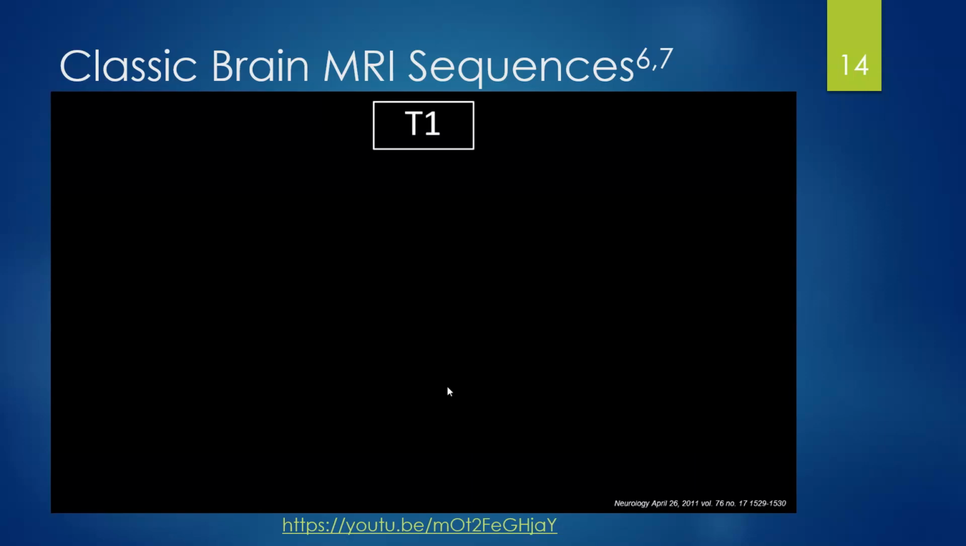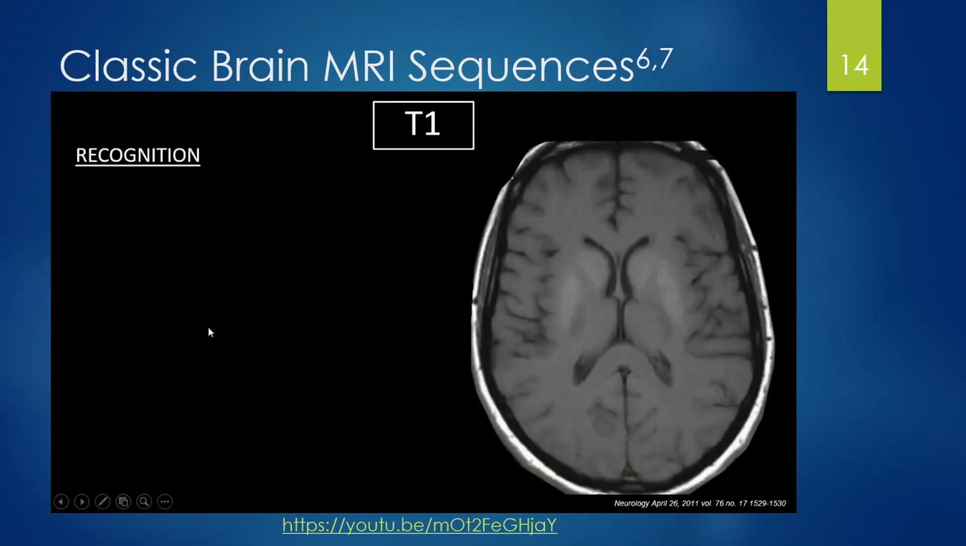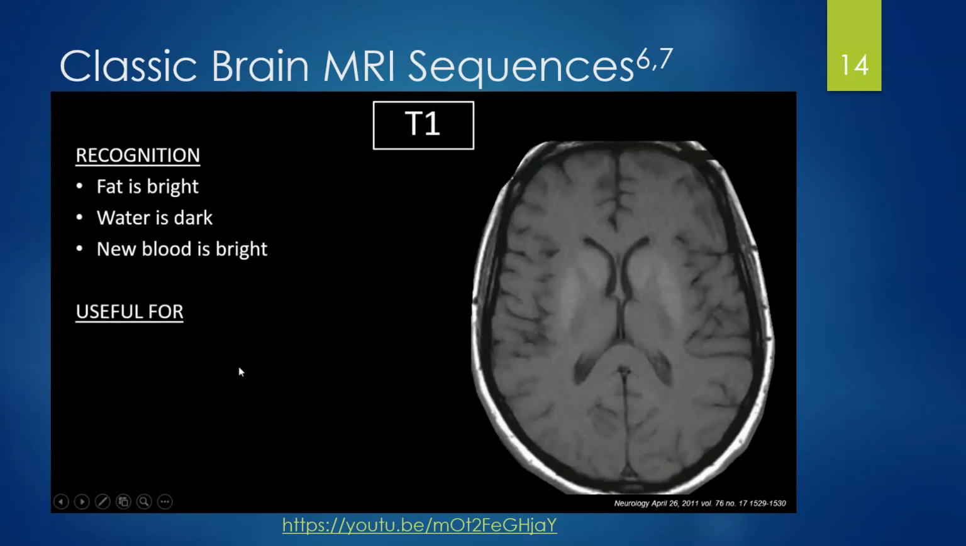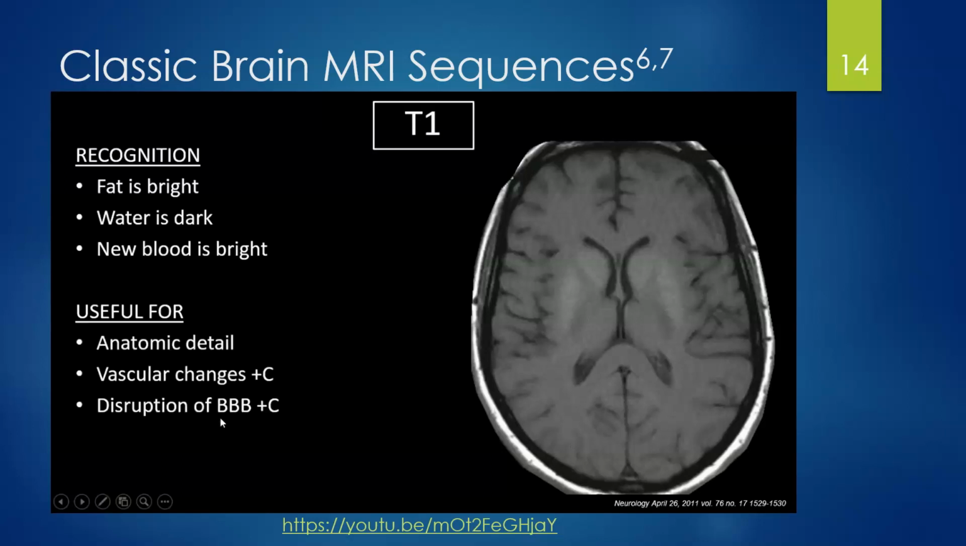And let's start with T1. Here's our T1 image. How do we recognize T1? Well, in T1, fat is bright, water is dark, and new blood is bright. And this is useful for anatomic details. We can pick up vascular changes and disruption of the blood-brain barrier when we add in contrast.